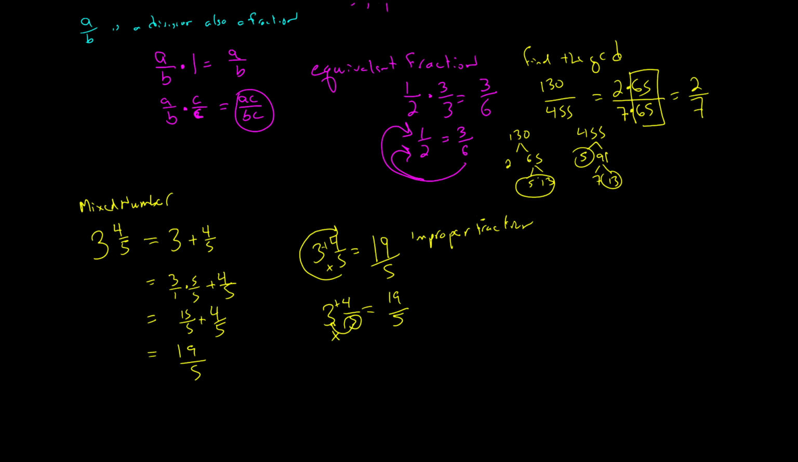And so to convert a mixed number into an improper fraction, we multiply the bottom by the whole number and add the numerator. And then we put that total over top of the original denominator.